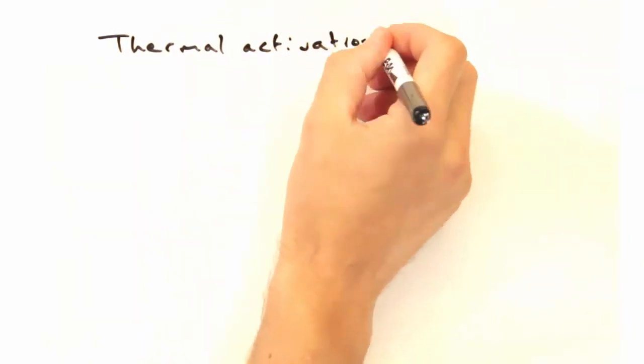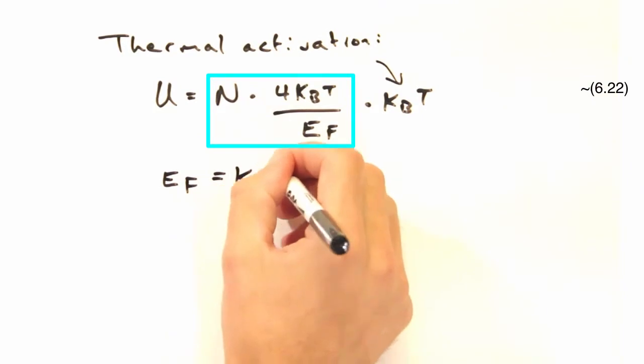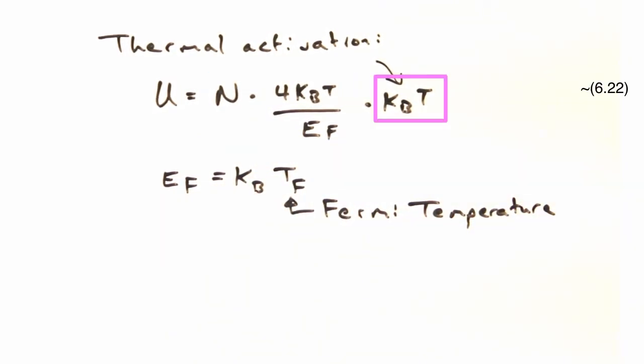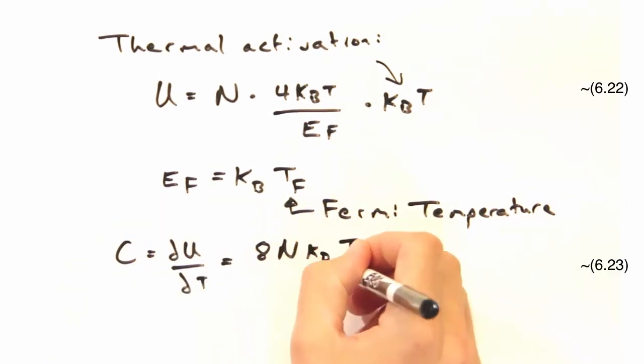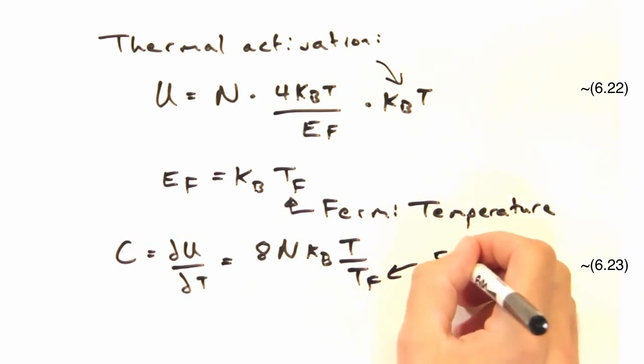We can describe the temperature-dependent component of electronic energy as the subset of electrons that can be activated thermally, given by n times this fraction, times the energy associated with the thermal activation, kBT. The final thing to consider is the Fermi energy. We tend to rewrite this in terms of a Fermi temperature, so the units will ultimately be nicer. Then to get to heat capacity, we just take the derivative with respect to temperature, and replace the Fermi energy with the equivalent temperature. Now people may be wondering how hot this Fermi temperature is.